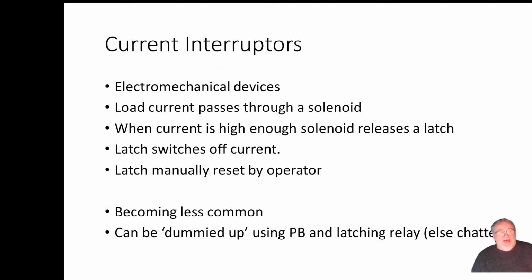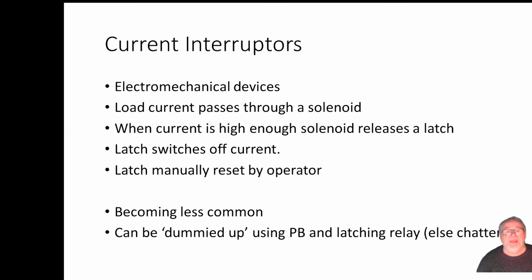Current interrupters are electromechanical devices whereby when you put current through a coil of wire, that causes a magnetic effect. The magnetic effect moves a permanent magnet, which causes a mechanical latch, and that switches the current off, and then you have to reset it. You used to be able to buy these. You used to be able to go into the Electrovalue catalogue and you'd find pages of them, but not anymore.